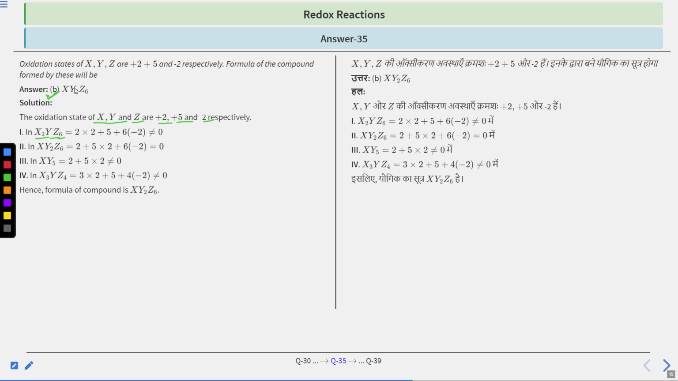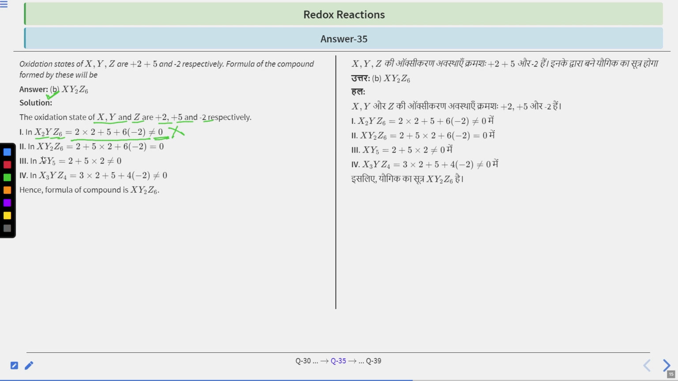Let's put the oxidation states given into this formula. So twice of +2, +5, and 6 times -2, right? If you calculate this value, it is not equal to 0. So this should not be the formula, because as per the oxidation number rule, the sum of the oxidation numbers of the elements in a compound should be equal to 0. The sum should be equal to 0, but it is not coming out as 0. So that's why this is not the correct formula.